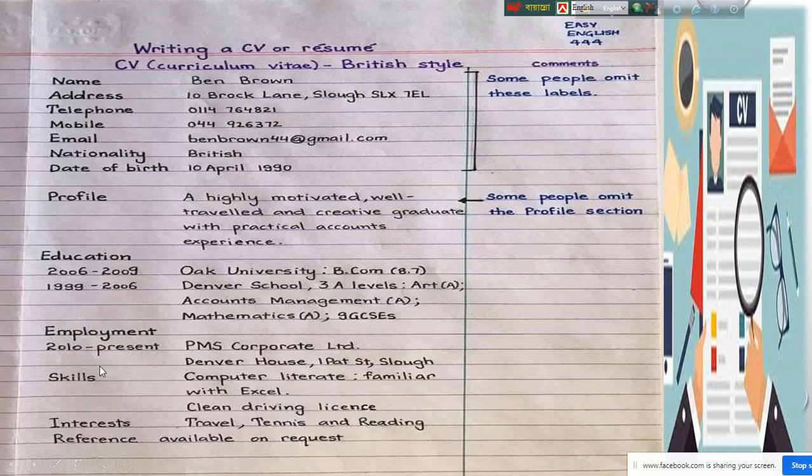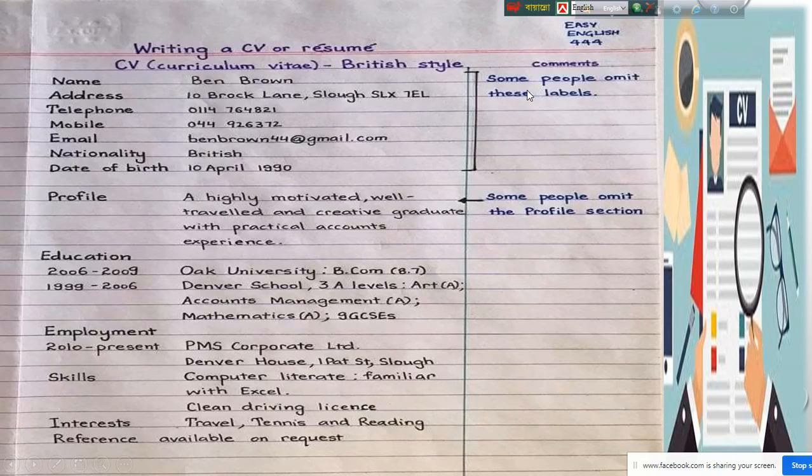You see, 2010 and at present, PMS Corporate Limited. Skills: computer literate, familiar with Excel, clean driving license. This is also in some cases of some special countries they require this. Okay, but in our country, I think this is not mandatory. And interests: table tennis and reading. References available on request. Okay, so let's see what happens to the comments.